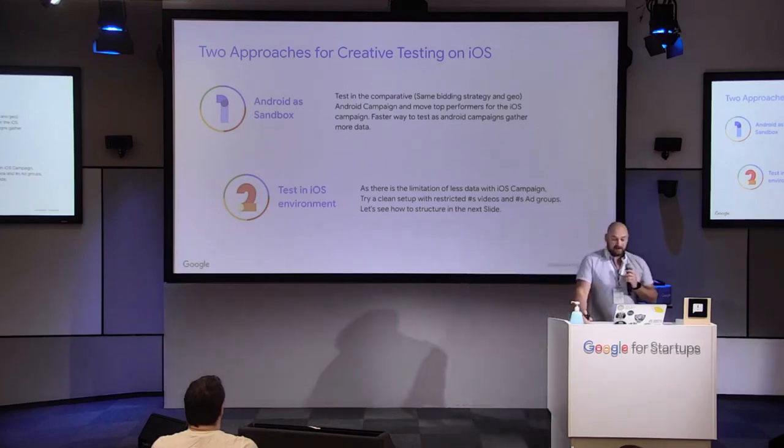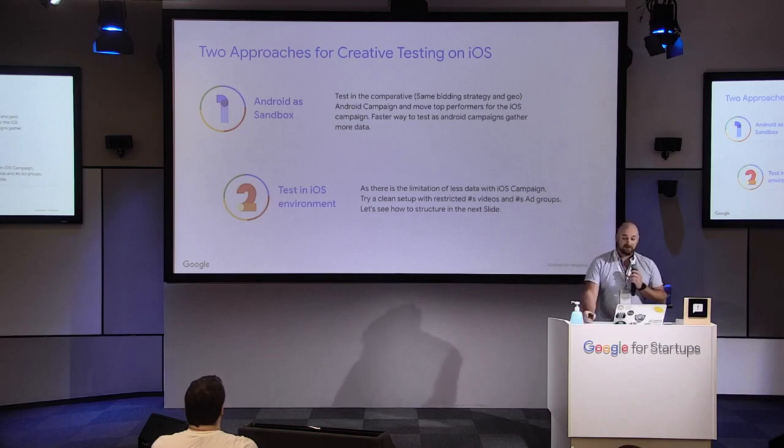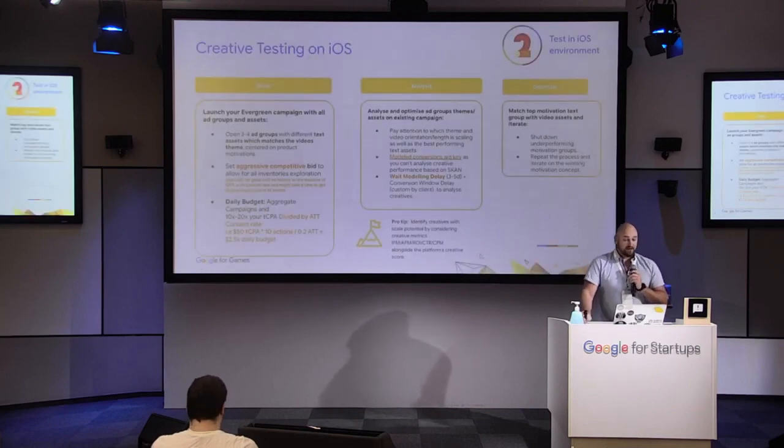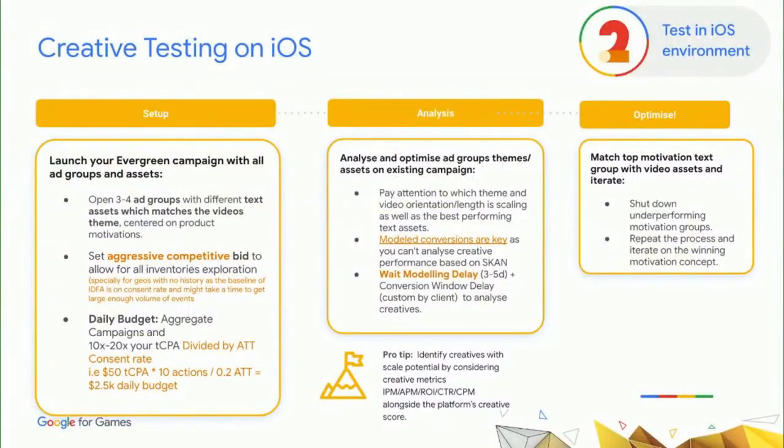And the second one is testing the iOS environment directly, which is a clean setup with a restricted number of videos and ad groups. Let's see how the structure looks in the next slide, which is pretty much exactly what we looked at, option one, your Evergreen campaign. You have your 3 to 4 ad groups with different text assets, matched with the video themes. You set aggressive competitive bids. As you know, if you're running on iOS, especially with the conversion delays, the bids usually need to be a little bit higher. And then after those 2 to 5 days, they stabilize.